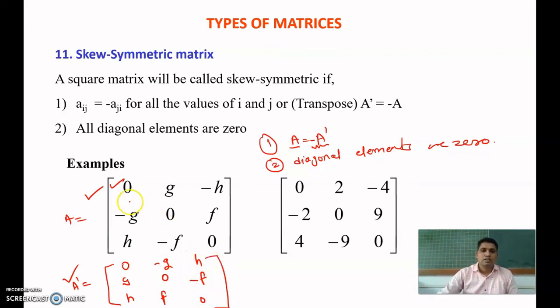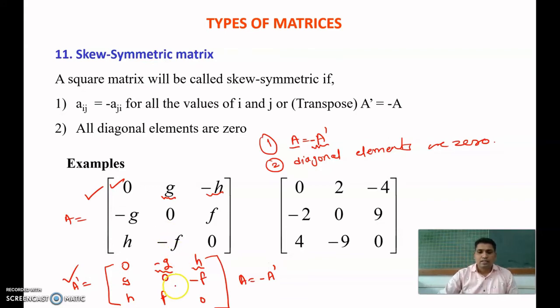So you can see here, all the diagonal elements are 0, which means one condition is satisfied. Now you can see here, the second element is G, but here it is minus G. Here is a minus H, here is an H. So you can find that the obtained matrix is the negative of the given matrix. So in this condition, A is equal to minus A transpose.